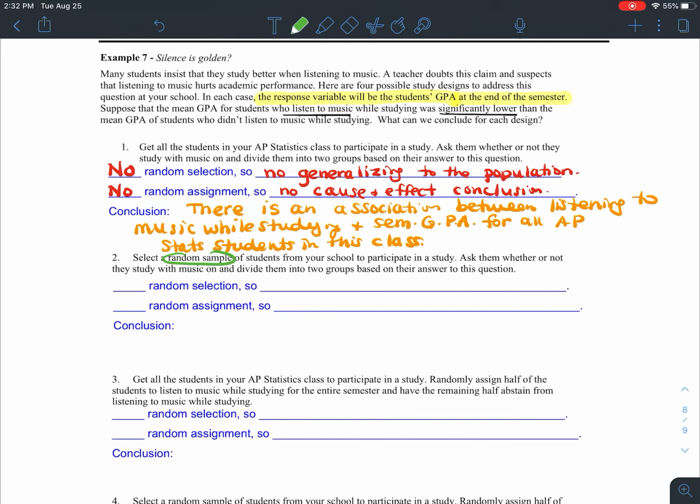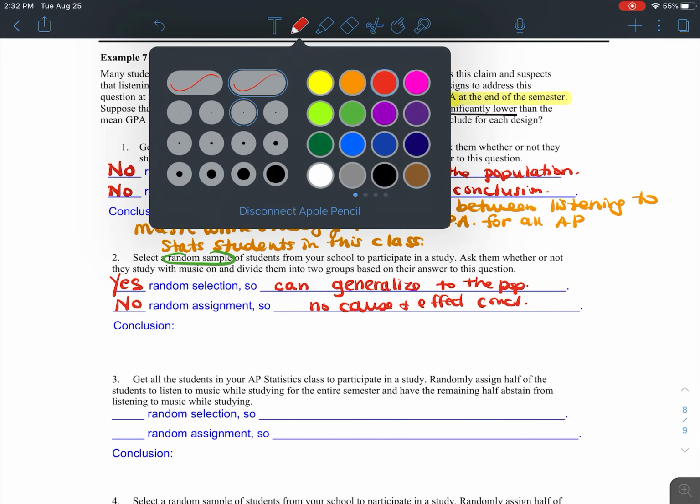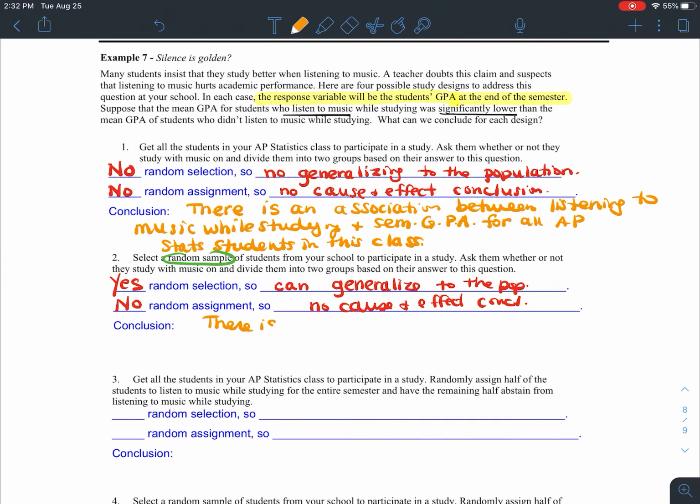What about if we designed it this way? You select a random sample of students from your school to participate in the study, and you ask them whether or not they study with music on, and you divide them into the 2 groups based on their answer to the question. Now this feels like we can say yes to random selection, still no to random assignment, but since we said yes to random selection, that means that we can generalize to the population, but still no cause and effect conclusion. So our write-up would look something like this.